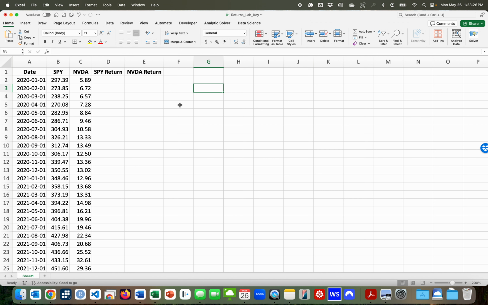So we're always going to estimate a return using a formula that looks something like this: new divided by old minus 1. Where new is the current price, old is the previous period price, and then we're going to subtract 1 from that. So to do this in Excel, you always start one cell down. We can't estimate the return here because there's nothing before it that we can use. So we come down 1, and we're going to do equals B3 divided by B2 minus 1.